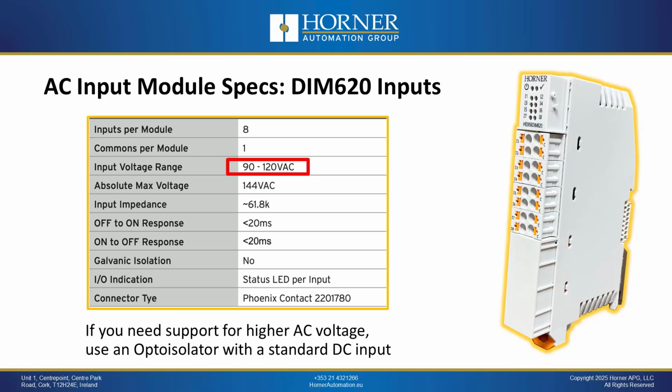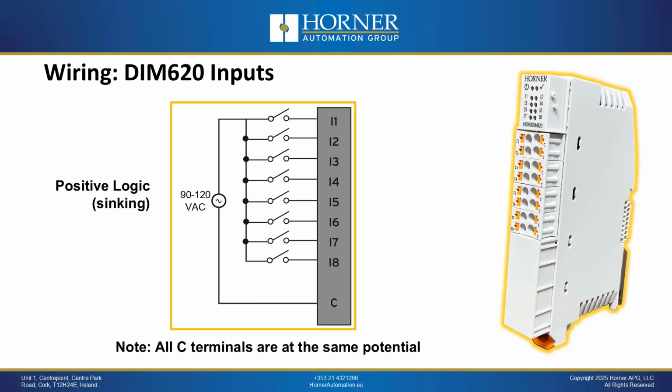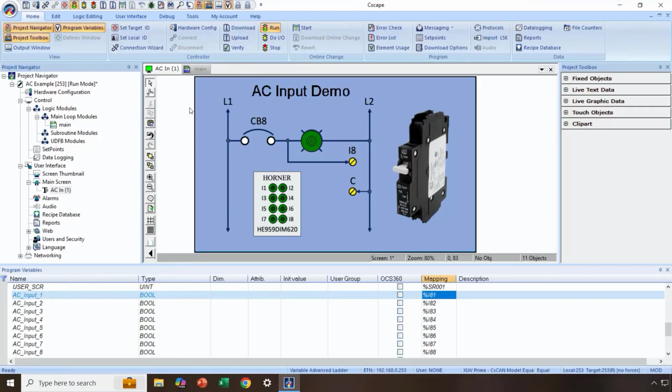The wiring is quite simple. On the L1 side, you run that through the switch and then into the input. On the L2 side, you run that into the common terminal. All common terminals are on the same potential, so if you have multiple phases involved in your application, you will have to have one module per phase because of that. For our next demonstration, we are going to take a look at AC signals with OCS-I.